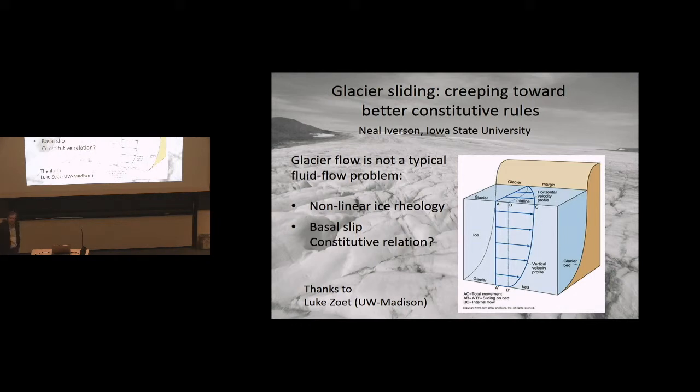Glacier flow isn't a very typical fluid flow problem from an engineering perspective. One of the issues is, of course, the nonlinear rheology of ice, the fact that if we go down through this glacier, the effective viscosity of the ice is strictly speaking different at every given depth as the stress increases with depth.